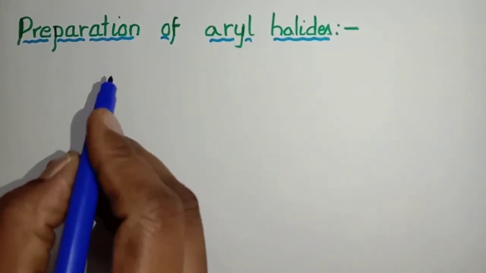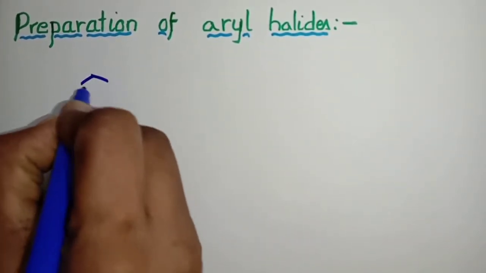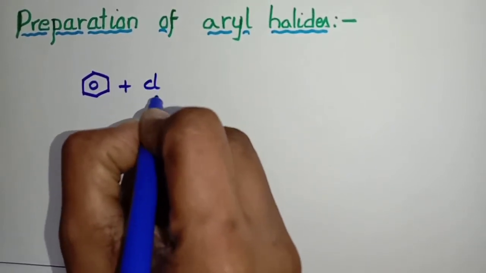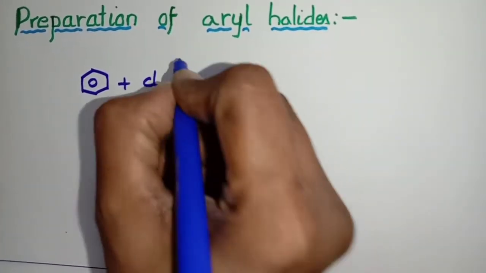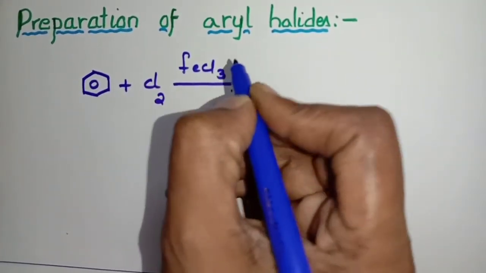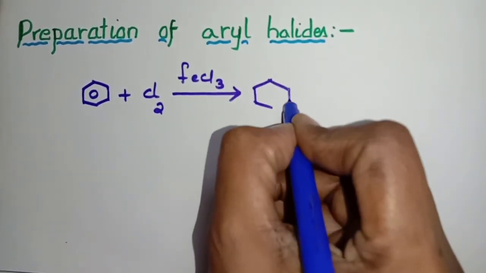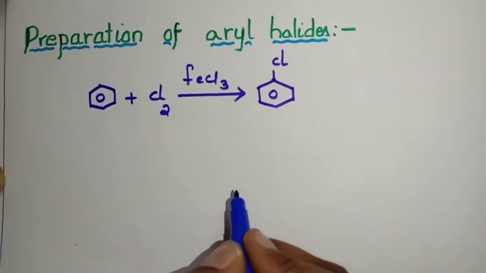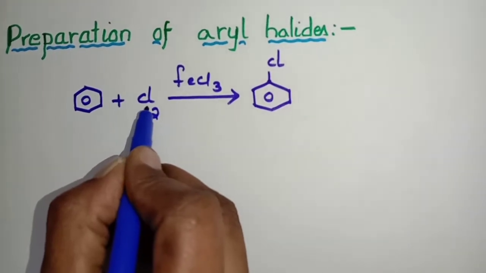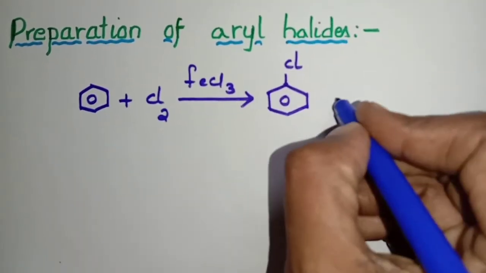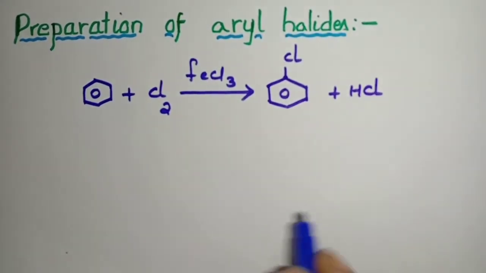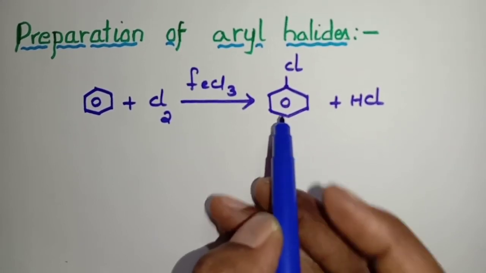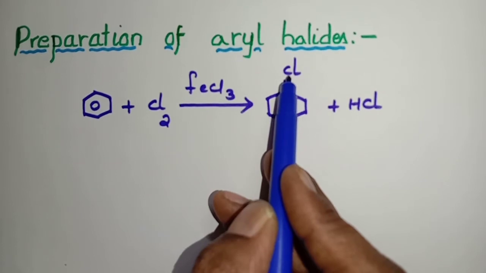Okay. So how to prepare aryl halides? Taking C6H6, which is called as benzene, on chlorination in the presence of FeCl3, we get C6H5Cl, that is chlorobenzene. So what happened? One Cl and hydrogen from here has come out as HCl. So this is called as chlorobenzene and this is an example for aryl halide. So hydrogen here is substituted by the halogen.